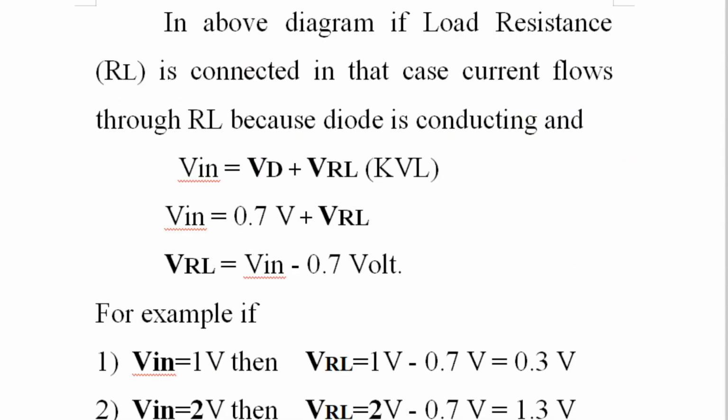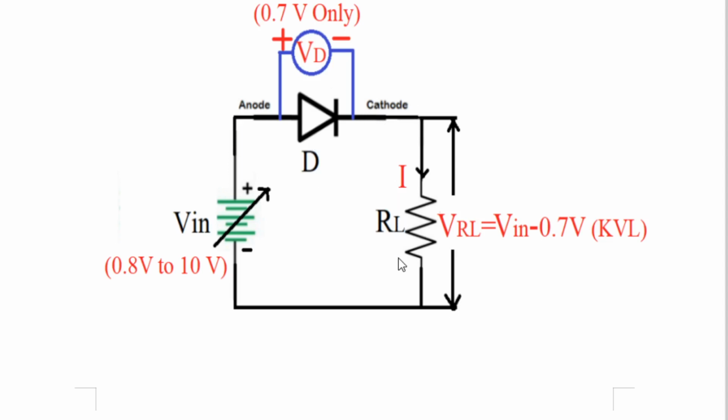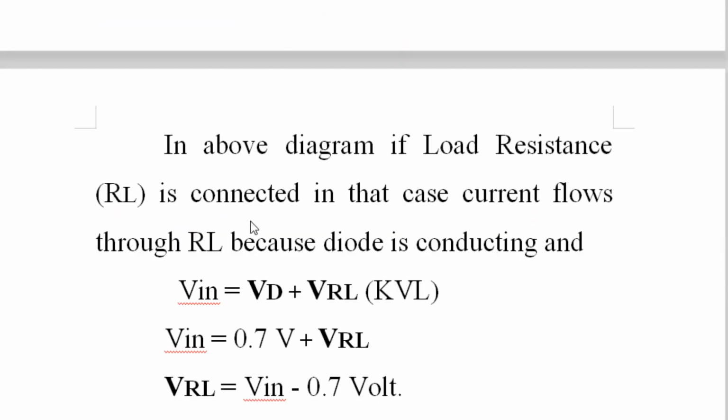See here, in the above diagram, if load resistance RL is connected after the diode. Now because the diode is conducting and we have connected load resistance RL after the diode, in that case current flows through RL because the diode is conducting, and V in is equal to Vd plus VRL by applying Kirchhoff's voltage law.